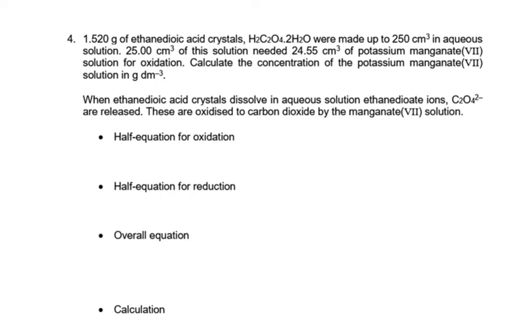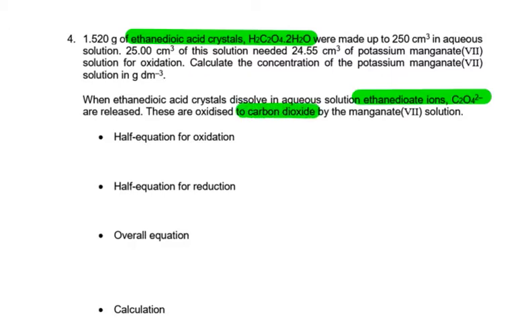More redox titrations. This time we've got ethanedioic acid crystals that we're making up. Now we can see from the information that when we have them in solution, it's the ethanedioate ions which are oxidized to carbon dioxide by the manganate solution.